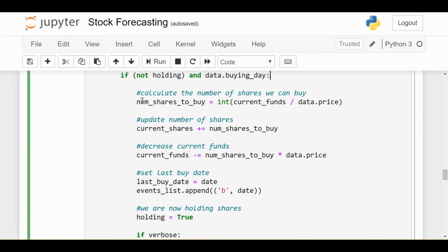What does it mean to buy? First, calculate the number of shares we can afford, just based on how much funds we have divided by the price of the stock.